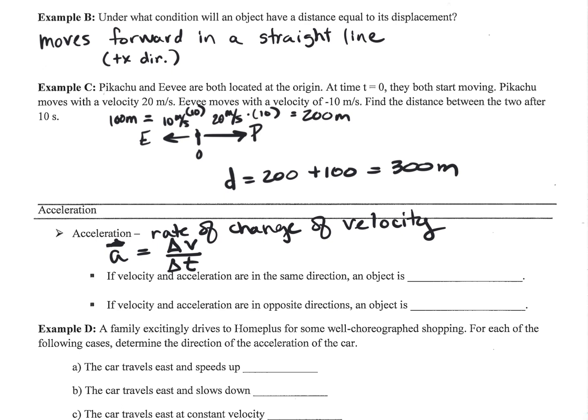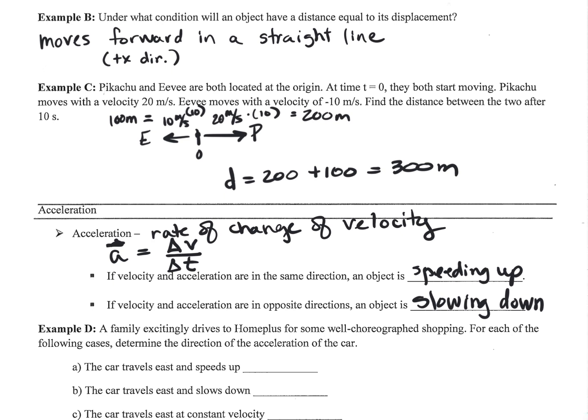Okay? All right. So if acceleration and velocity are in the same direction, the object is speeding up. And if velocity and acceleration are in opposite directions, it is slowing down, which means you have to pay attention to signs now. If my velocity is positive but my acceleration is negative, that means it's getting slower. If they're both positive or both negative, it is getting faster.